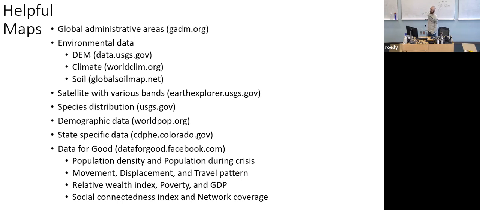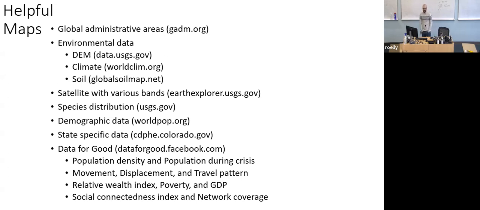Satellite information, again through USGS. There are so many different satellites out there, and they can be used for a lot of different aspects. So if you want to know areas that are vegetated versus non-vegetated, you can do that through satellite imagery quite easily now. Species distribution, again, every country might have their own information at a higher resolution, but through USGS, you can get presence-absence data for quite a few different species.